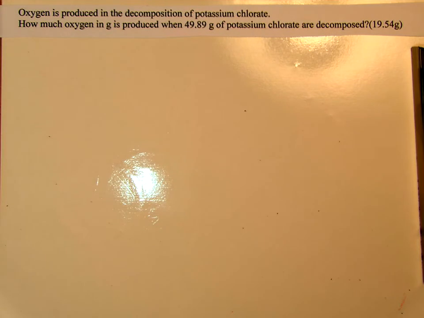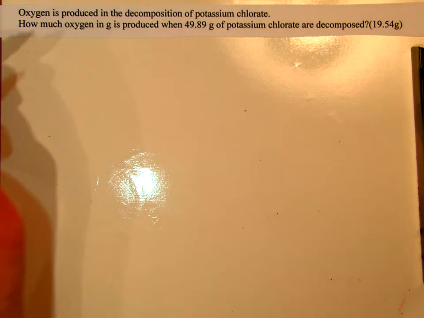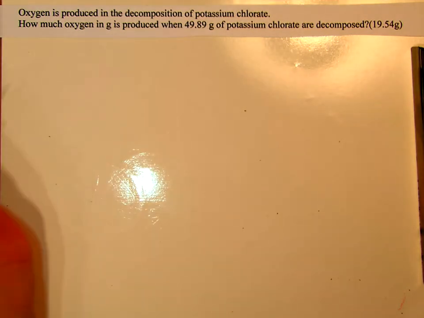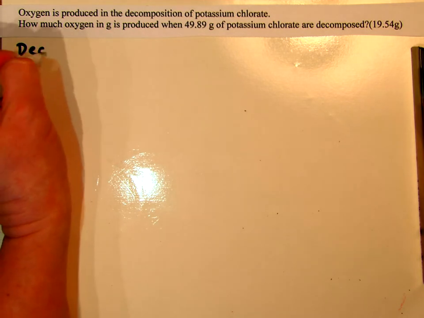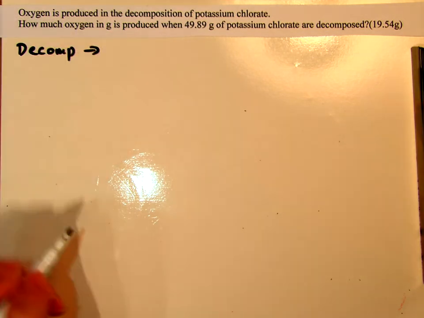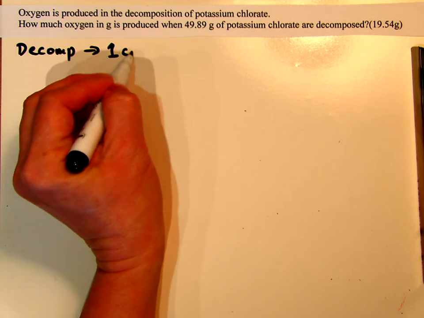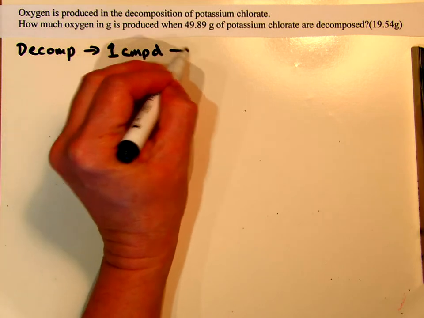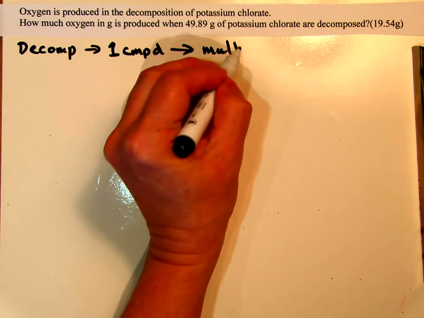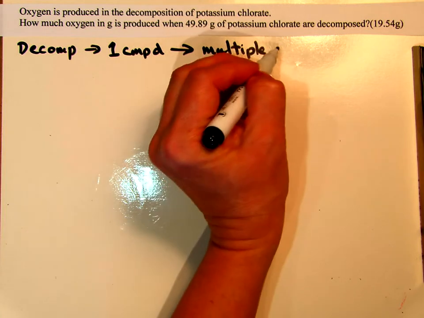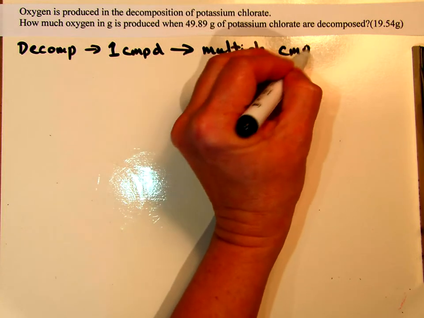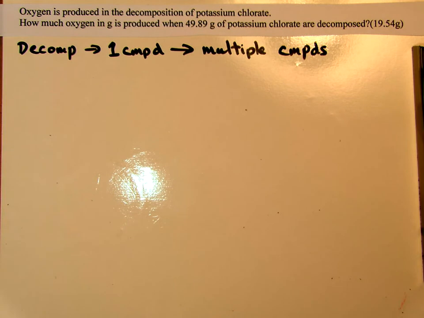Hi everyone, here's one more stoichiometry problem, this one with a decomposition reaction. So let's take a look at this. This problem says oxygen is produced in the decomposition of potassium chlorate. Now remember, a decomposition reaction is when you have one compound and it turns into multiple. It breaks down. That's why it's called decomposition. It breaks down into multiple compounds.